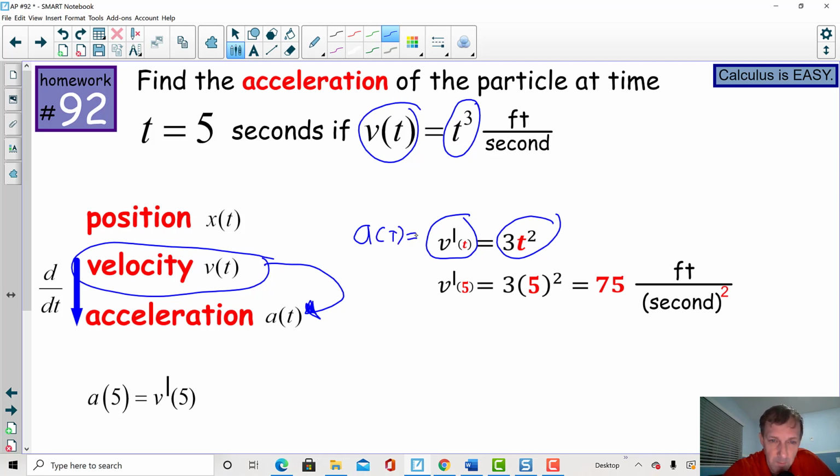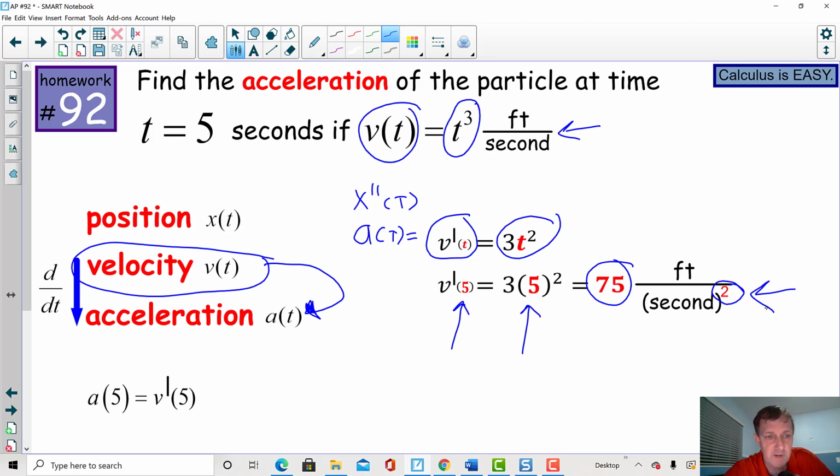And if we wanted to give it one more name, we could also call it x double prime of t, because it's the second derivative of the position function. But we need to plug in our 5. So if we plug in our 5, we're going to get 3 times 5 squared. So that's 3 times 25. And so we get 75 for our final answer. You'll notice the units on velocity were feet per second. So after doing a derivative, we're going to get one more unit of time on the bottom. So the units for the acceleration are feet per second squared.